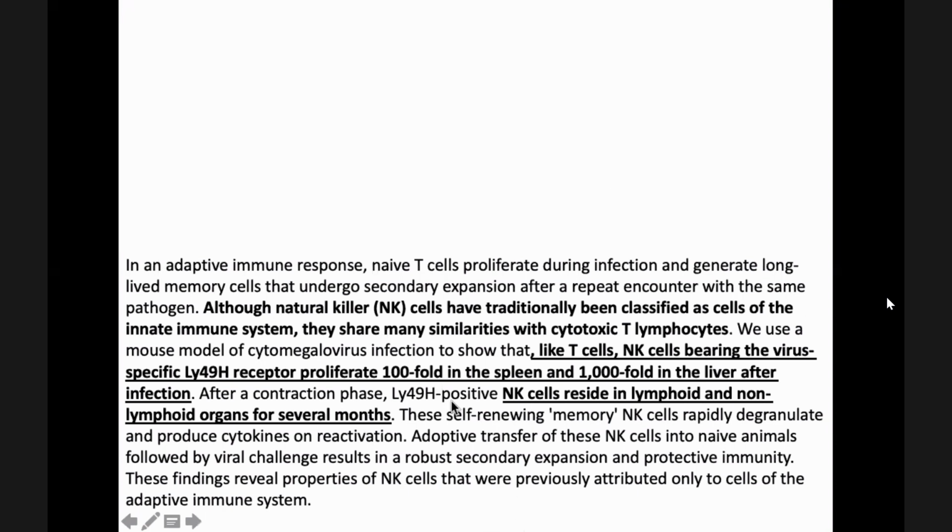Essentially, this is the abstract of this paper where they showed that NK cells have adaptive immune features. Basically, what they are saying is if you infect these animals with this virus, by recognizing this Ly49H receptor on their surface, NK cells expanded almost 100-fold in spleen and 1000-fold in liver. They underwent a process of contraction and generated a pool of memory cells, and these memory cells could then be recalled efficiently with the same ligand, that means M157 of this MCMV virus.